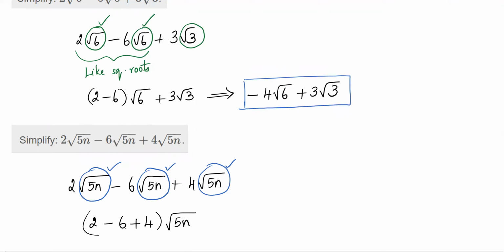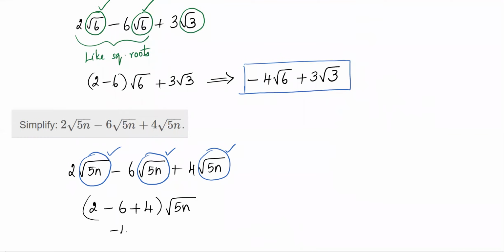So 2 minus 6 is negative 4. Negative 4 plus 4. Ooh. Let me write that out here. Negative 4 plus 4 is a 0. 0 times square root of 5n is 0. 0 times anything is 0, right? It was so good. I thought we were doing well. Well, we were doing well, but unfortunately, the coefficients added up to a 0. So 0 times square root of 5n gave us a 0.